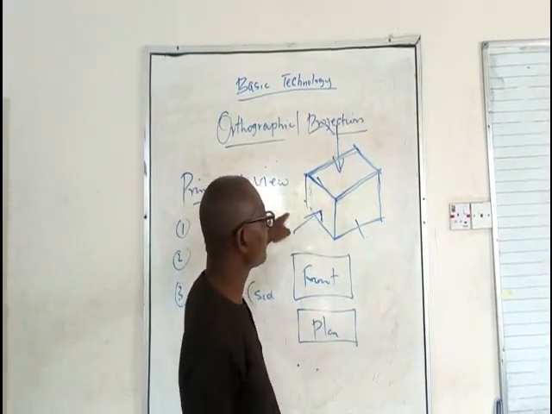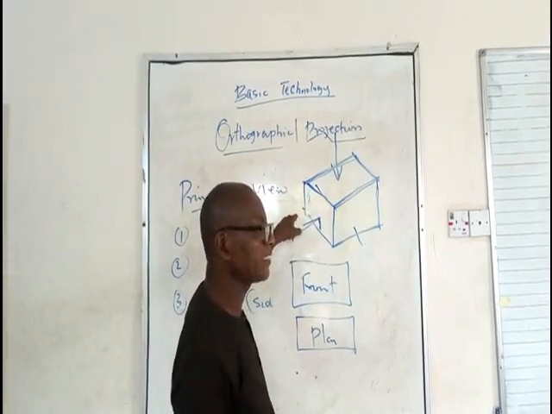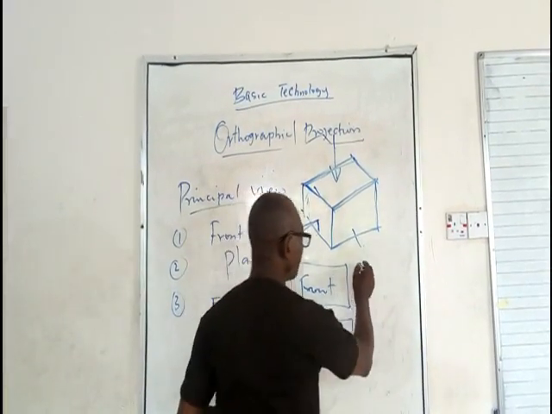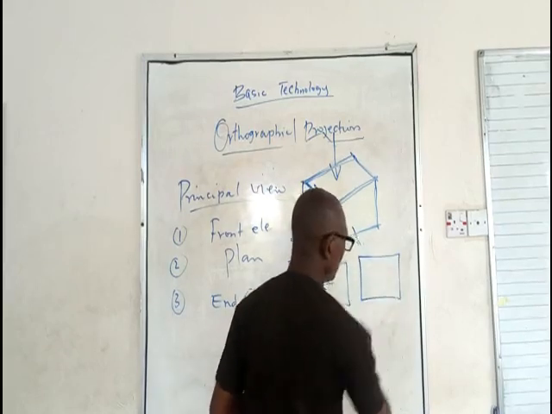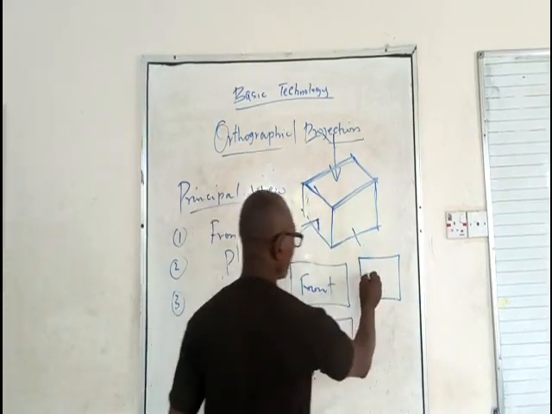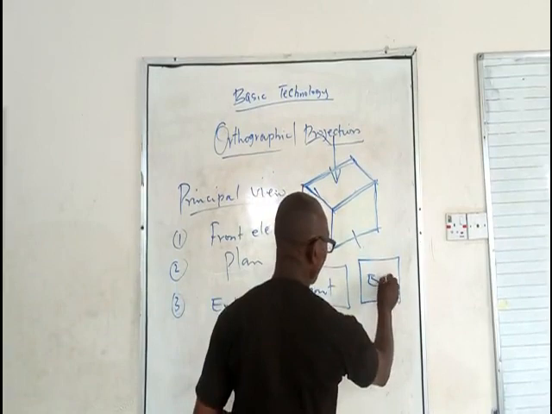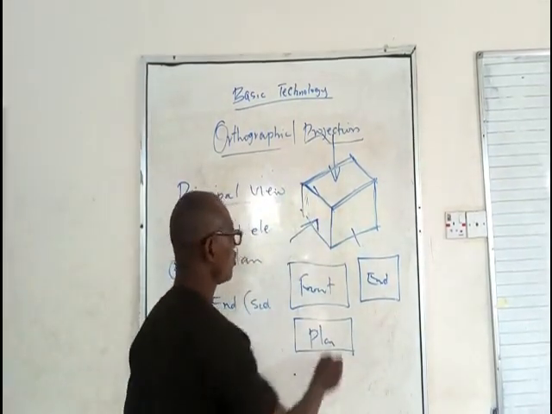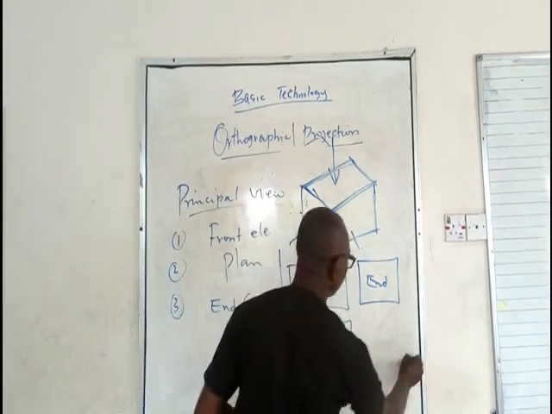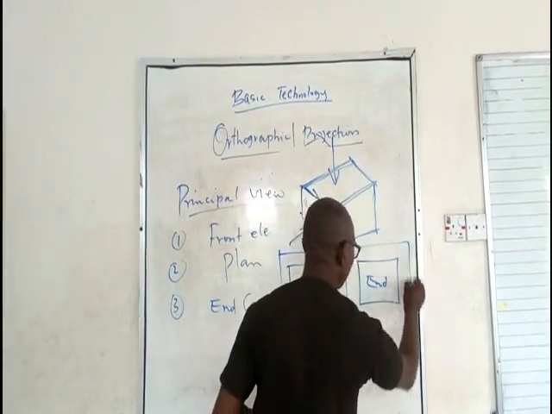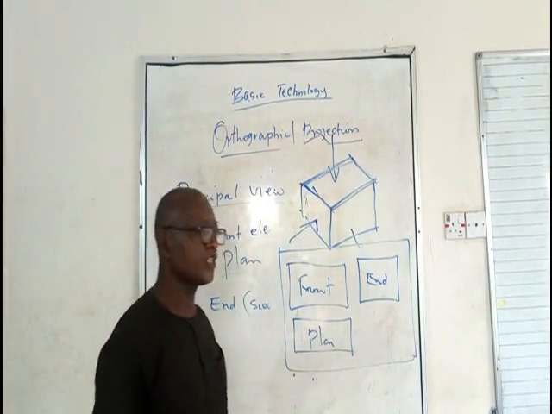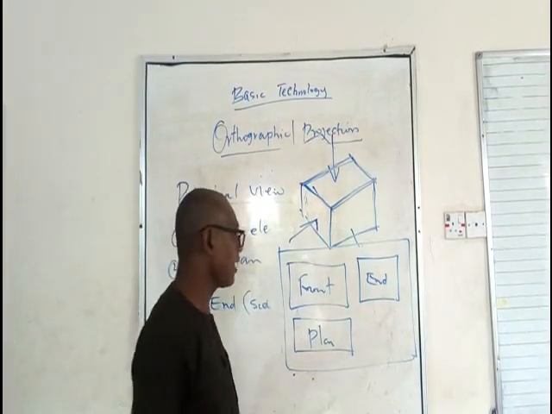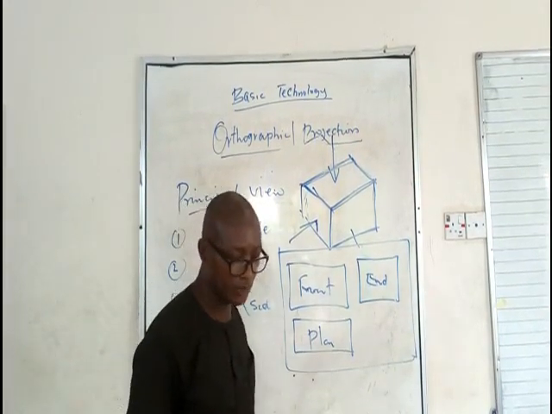If this is the left side, you are viewing from the left side of the object, then the side view will come up here in your plan. So by this, you call it the end or the side elevation. This is what we mean by representing an object in three views, or in three directions. That is all about orthographic projection.